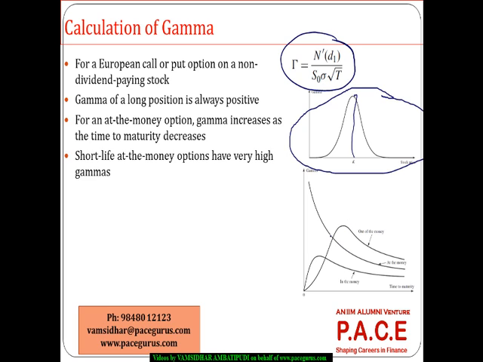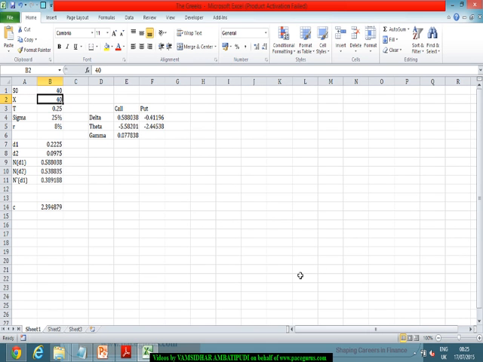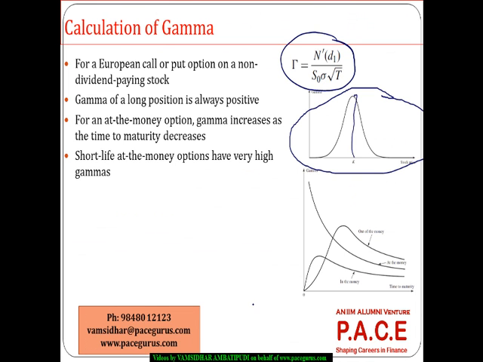And what we could see is as the time to maturity is increasing. Now let's look at the time to maturity. Instead of 0.25, I make it 1. The gamma is going down. Make it 2, the gamma is even lesser. Make it 0.01, the gamma has shot up. So again, with the time to maturity, we see that the gamma value is coming down.